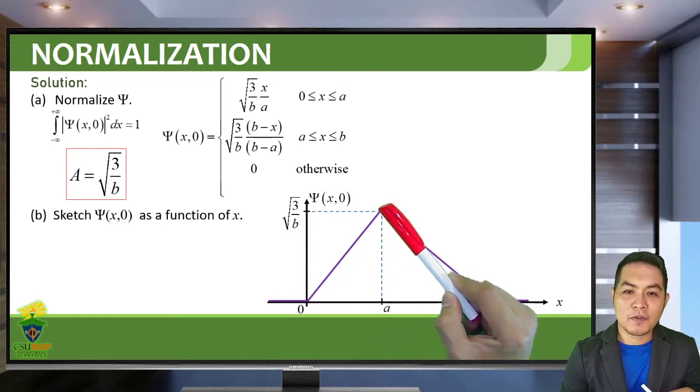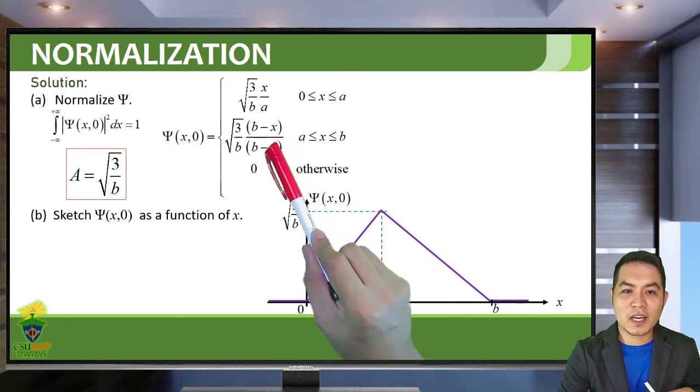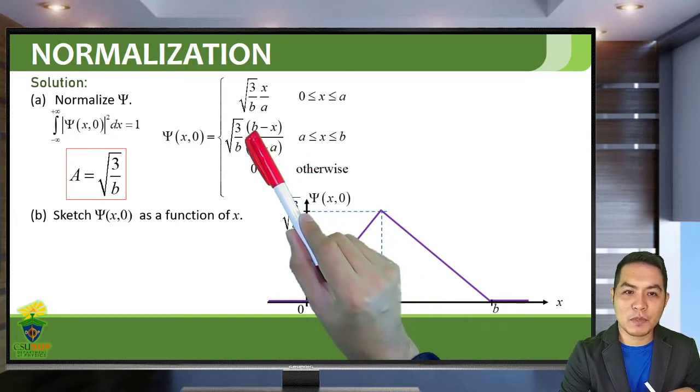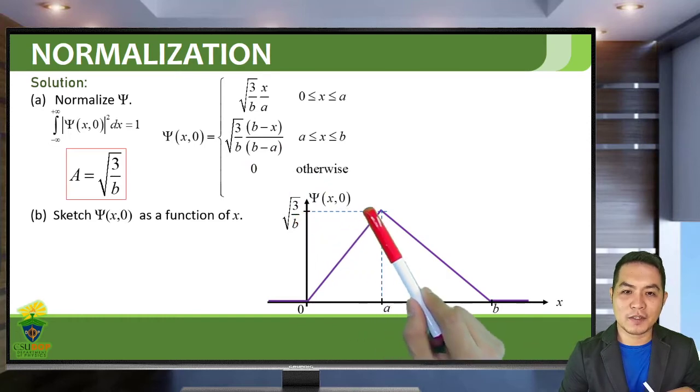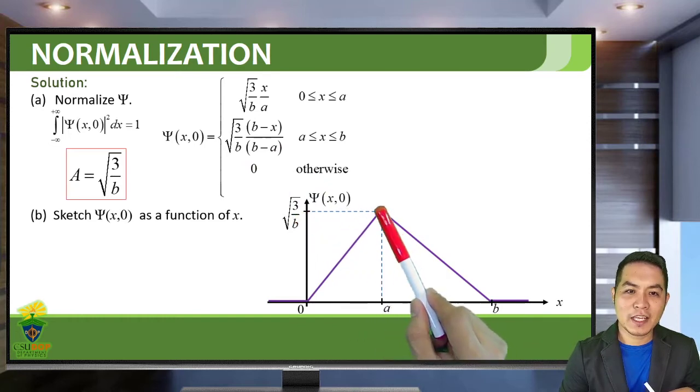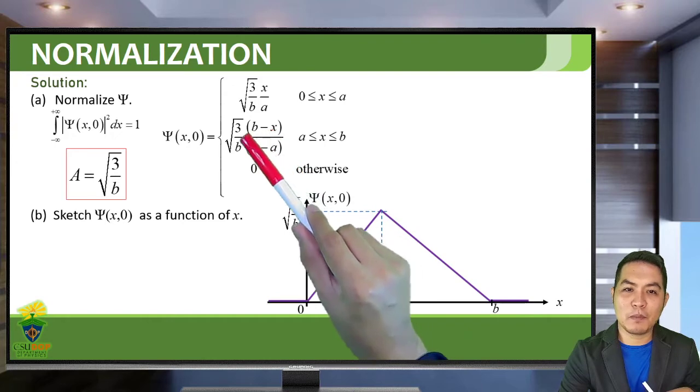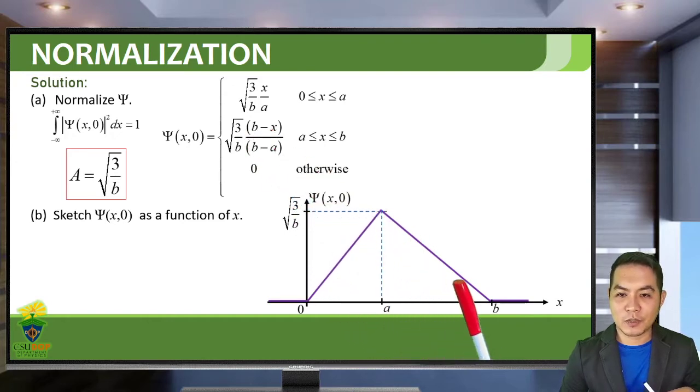And then from a to b, similarly when x is equal to a, b minus a over b minus a, so it's still square root of 3 over b, your normalization constant. And then at point b, when x is equal to b, b minus b, you have 0. So it's continuous here. There's no discontinuity.